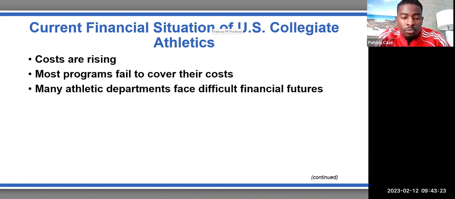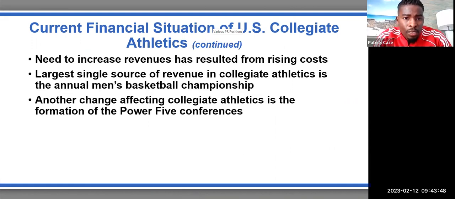From hockey to lacrosse, to tennis, to gymnastics, to track and field. Basketball and football cover a large percentage of the other sports. So it's important that if schools want to really have a robust program, that they have foundationally sound basketball and football programs. The need to increase revenues has resulted from rising costs, which we understand. The largest single source of revenue in college athletics is the annual men's basketball championship. When we do March Madness and that kind of thing, that's where we bring in the most money.